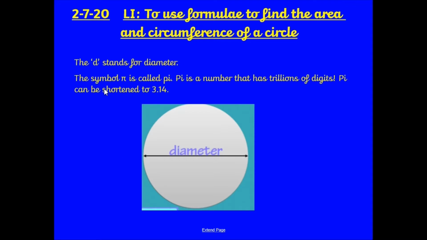Well, the d stands for diameter. And the symbol pi, well, this symbol here is called pi. Pi is a number that has trillions of digits, and pi can be shortened for us to 3.14. So the circumference of a circle is equal to pi d.